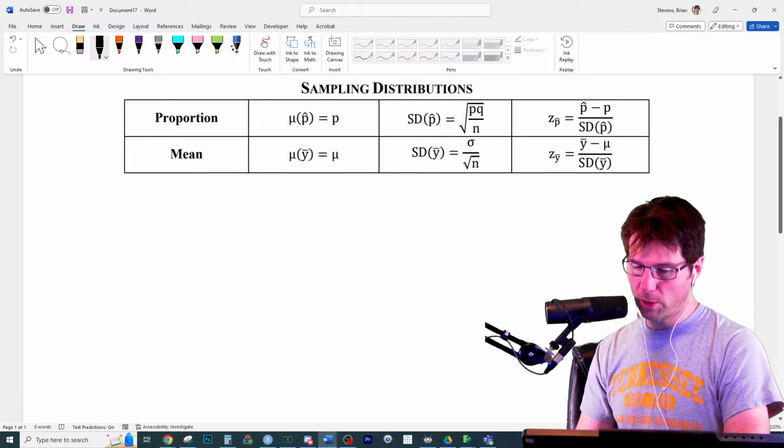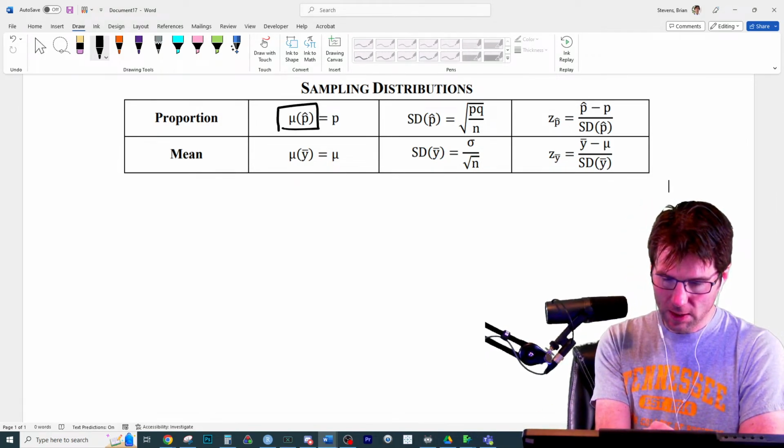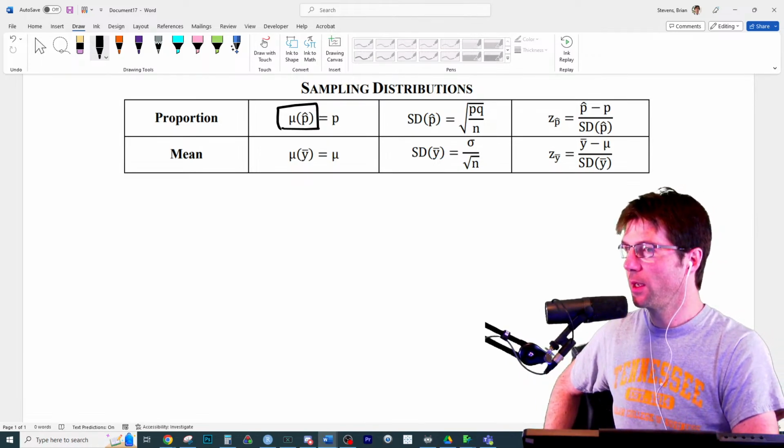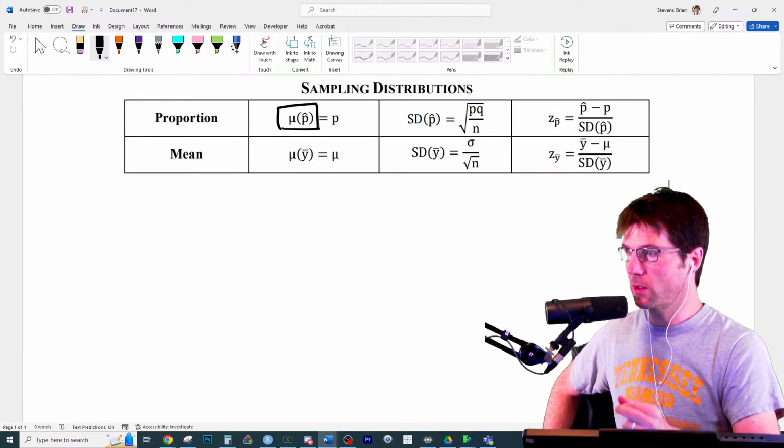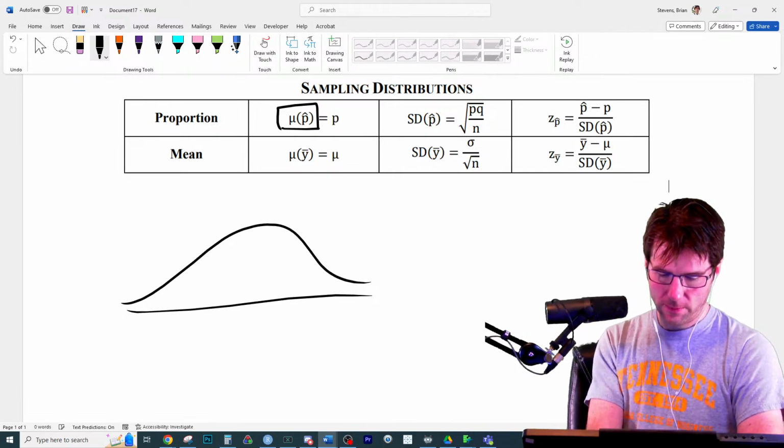So when we do proportions right here, we have this quantity. And practice in the chat, what is this known as? How would you explain that quantity to someone right there? Visually, it looks like this.